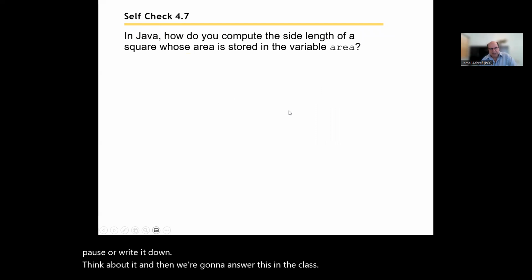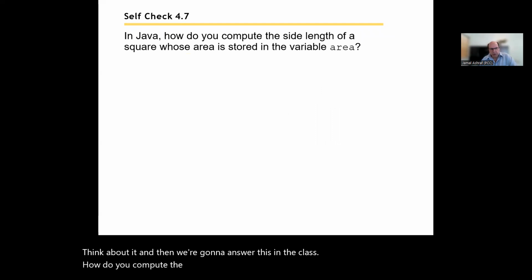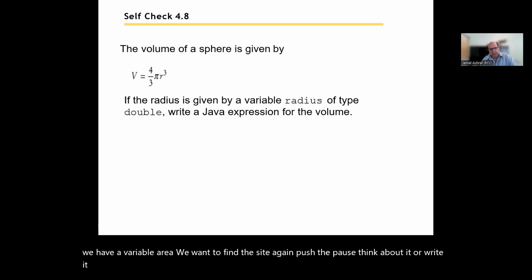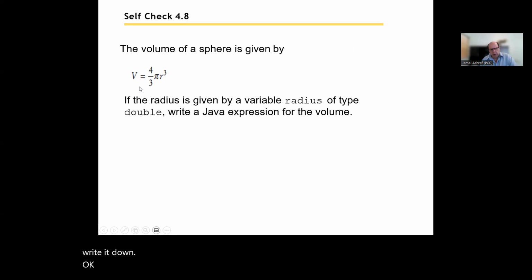How do you compute the side length of a square whose area is stored in the variable area? So we have a variable area, we want to find the side. Again, push pause, think about it, write it down. Okay, this is a volume. How do you write this as a Java expression?